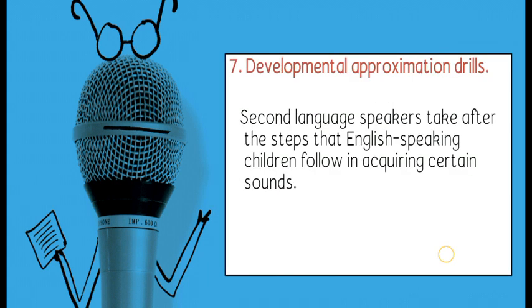So the seventh one is the developmental approximation drills. The second language speaker follows the steps English-speaking children follow in acquiring certain sounds. This drill is particularly used by those who are acquiring a certain sound. For example, it is common for every child to experience difficulty in acquiring the L and R sounds. For example, the word ruler. The child will read this as lular. So this drill will help you to go step by step to pronounce the letters correctly.